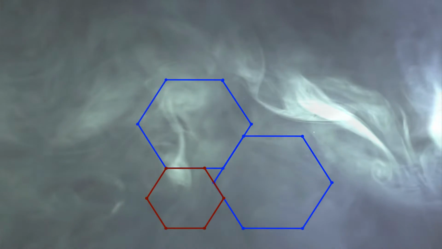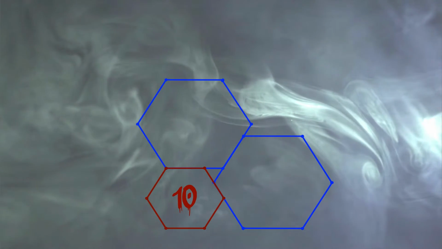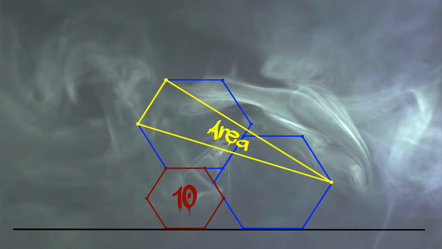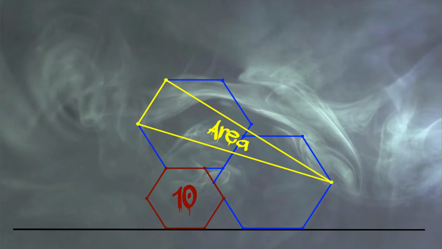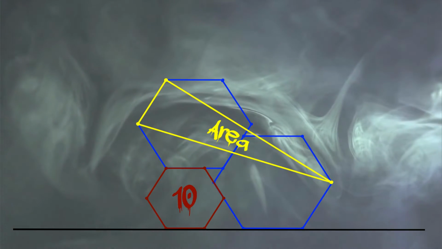We have 3 regular hexagons, 2 of which are congruent, the third of which has an area of 10. And the question is just to figure out the area of the triangle pictured. And what I want to do is present 2 different ways to solve this problem. One that just uses brute force, and then one that's much simpler and more clever, but it's a little bit easier to see after you've already done the brute force method.